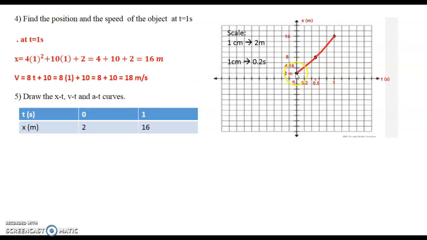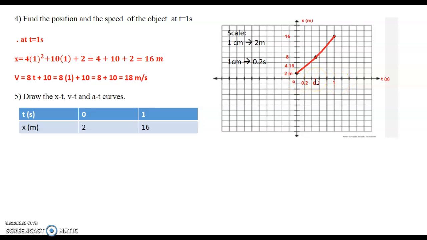So 0, 2, this is the first point. The second point I considered is 1, 16, so the one obtained here. Now when I checked it out, I felt that I cannot easily draw it from 2 to 16. It's not going to be a straight line, so I need some point in between these two points. So I chose another point that belongs to this interval.